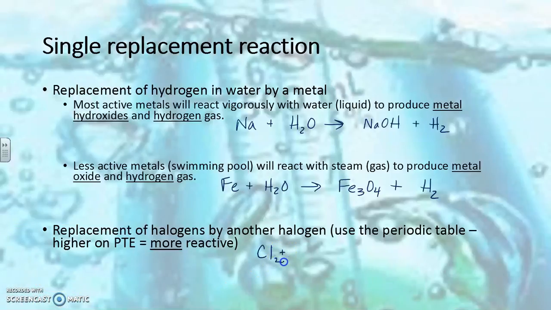All right, so if I have chlorine gas and I'm going to react it with, let's say, potassium bromide. Oh, this is horrible. Okay, so we look at the periodic table. We say that chlorine is higher on the periodic table than bromine is. So it will replace bromine, so we would end up with KCl. And bromine would be by itself, but because it's by itself, it would be Br2.